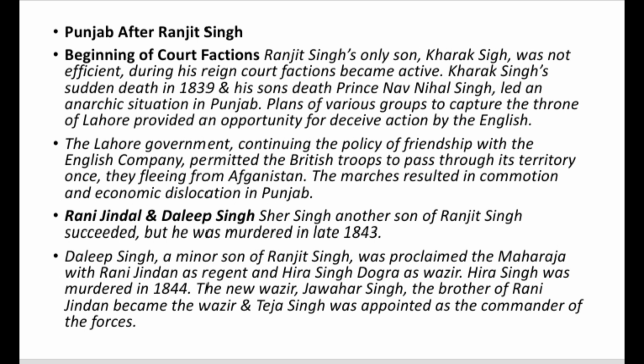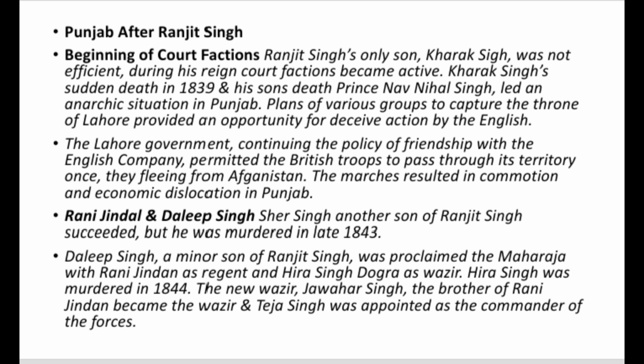Now, Rani Jindan and Dalip Singh. After the death of Nihal Singh, Sher Singh, another son of Ranjit Singh, succeeded, but he was murdered in late 1843. Soon afterwards, Dalip Singh, a minor son of Ranjit Singh, was proclaimed the Maharaja with Rani Jindan as regent and Hira Singh Dogra as Wazir. Hira Singh himself fell a victim to a court intrigue and was murdered in 1844.